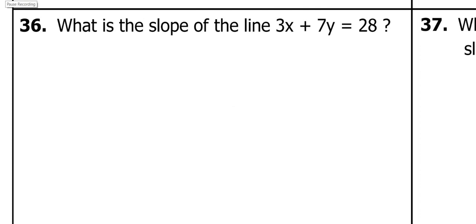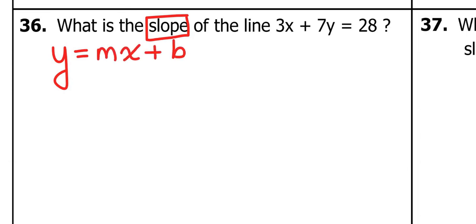Number 36. What is the slope of the line 3x plus 7y equals 28? So they're asking for the slope. Now, this line is not in slope-intercept form. Slope-intercept form looks like this: y equals mx plus b. When your line is in slope-intercept form, it's very easy to tell what the slope is. It's the coefficient of the x value. But if it's not in y equals form, then you have to get it into y equals form. The format that it's currently in is called standard form. So we're going to convert this into slope-intercept form, y equals mx plus b.